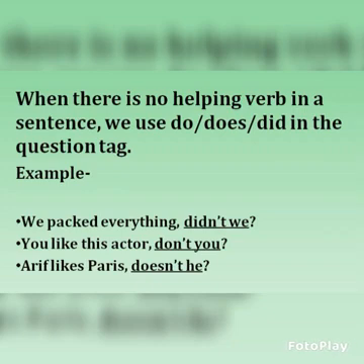You like this actor. It is in simple present tense. And with you we use the helping verb do. So the question tag will be don't you. Arif likes Paris. Here with Arif, I will use the helping verb does. So the question tag will be doesn't he.